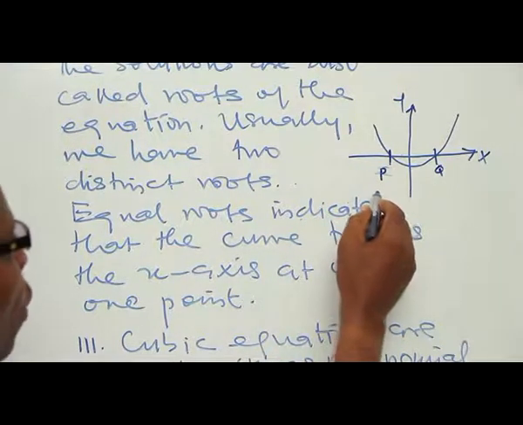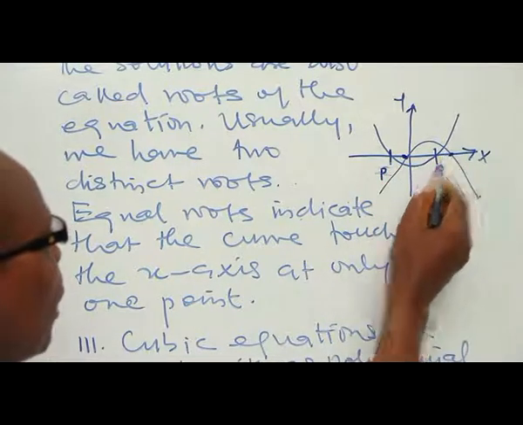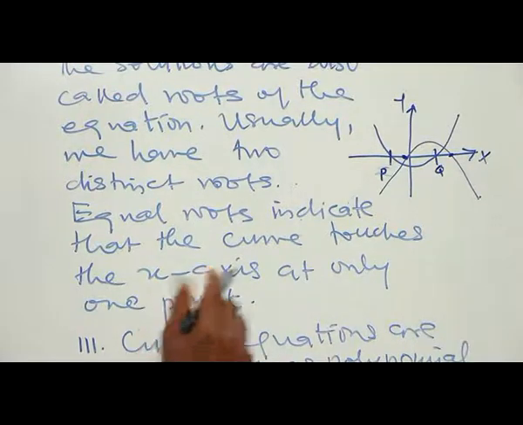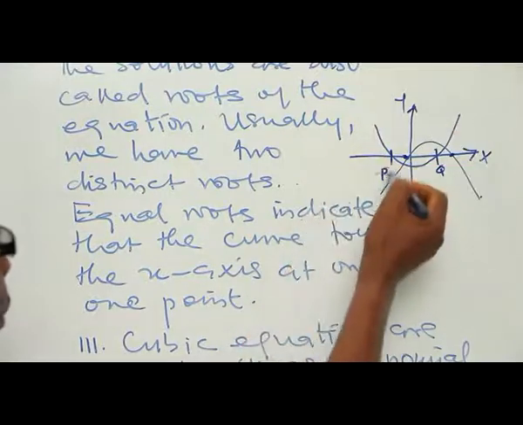The curve can also go in another form, and it goes like this, and then you have a point here, you have a point here. At the point where it's crossing the x-axis, those are the ones we refer to as the roots. In whichever case, the curve can either be like this, or it can be like this.